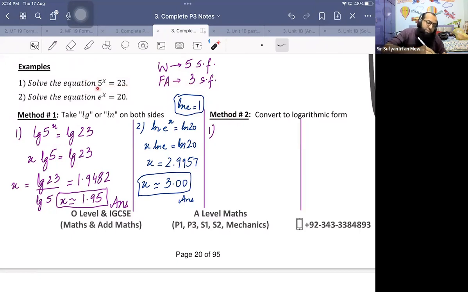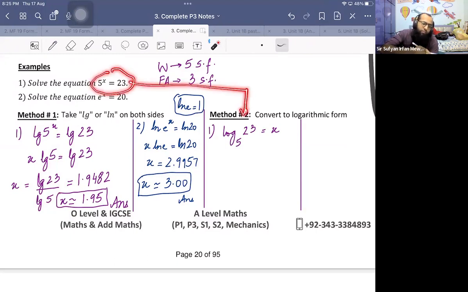Now you know this is the base, this is the power, this is the answer, and in log form we know log of the answer with the base equals the power. See, your work is done in one step. Over here, what did you do before? You took lg, then used the power law, then divided, and then got the answer.